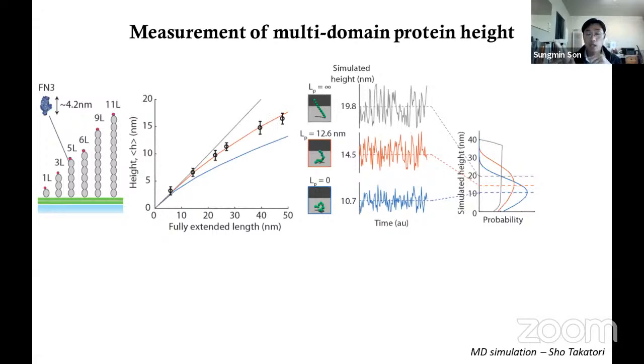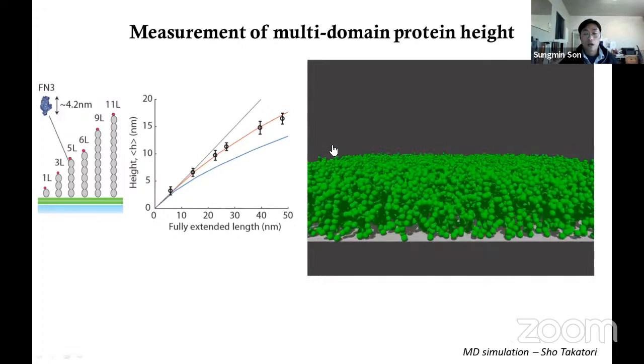So it basically predicts that a 13 nanometer persistence length is about 3 domains, and the implication of this measurement is that the orientation information of multi-domain chain proteins will be maintained up to 3 domains, but after that, they don't know what the orientation of the first domain is, right?